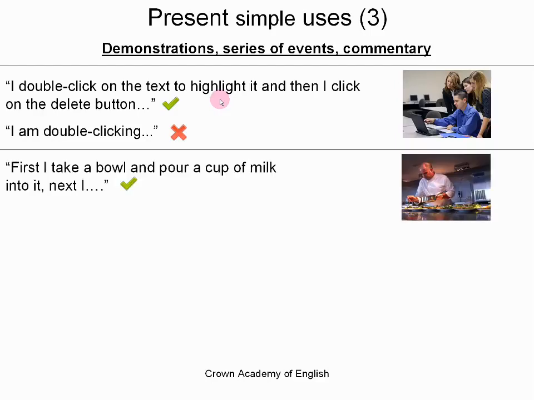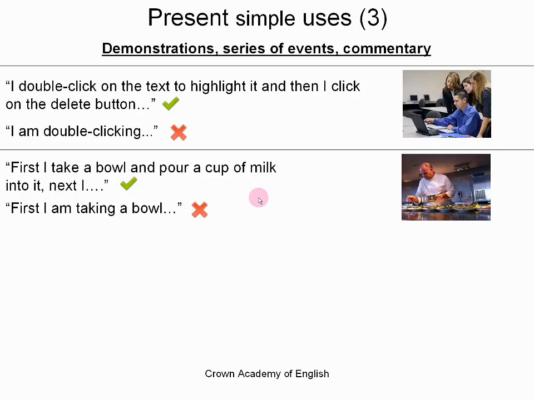So another example would be when someone, you often hear it when you see cooking on television, for example, someone is showing you how to cook a recipe. So someone would say, for example here, "First I take a bowl and pour a cup of milk into it. Next I break 2 eggs and then put the eggs in the bowl." Okay, so you wouldn't really hear "First I am taking a bowl." It just doesn't sound right. Again, it's not a big mistake. You can use the present continuous. It's not a big mistake, but it's better to use the present simple when demonstrating something.